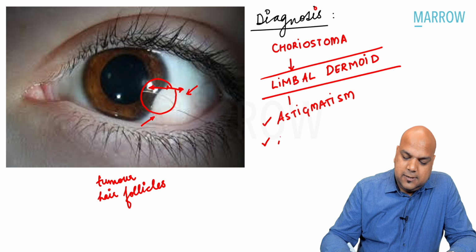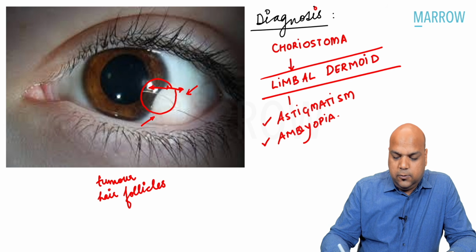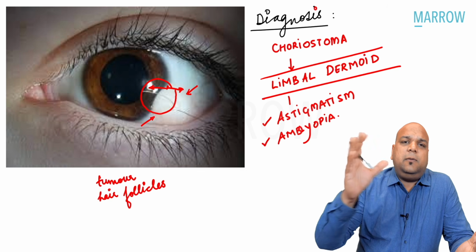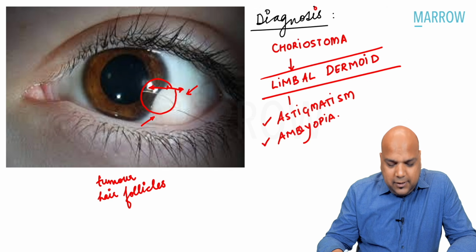Astigmatism is the primary thing. Secondly, if it impinges onto the visual axis, it may even lead to amblyopia. So just the simple way, like a pterygium or any other lesion which will come onto or grow over the cornea. Am I clear? Moving on to the next image, everyone.